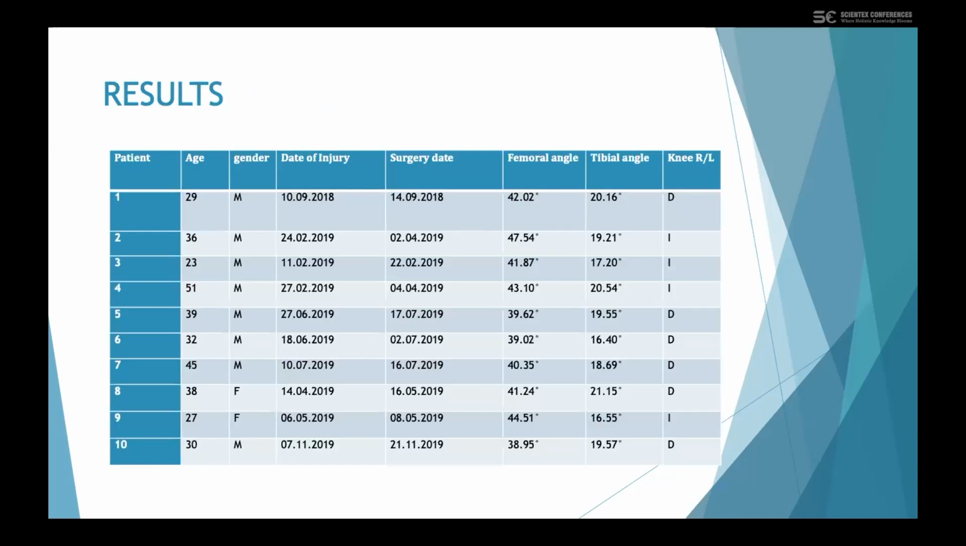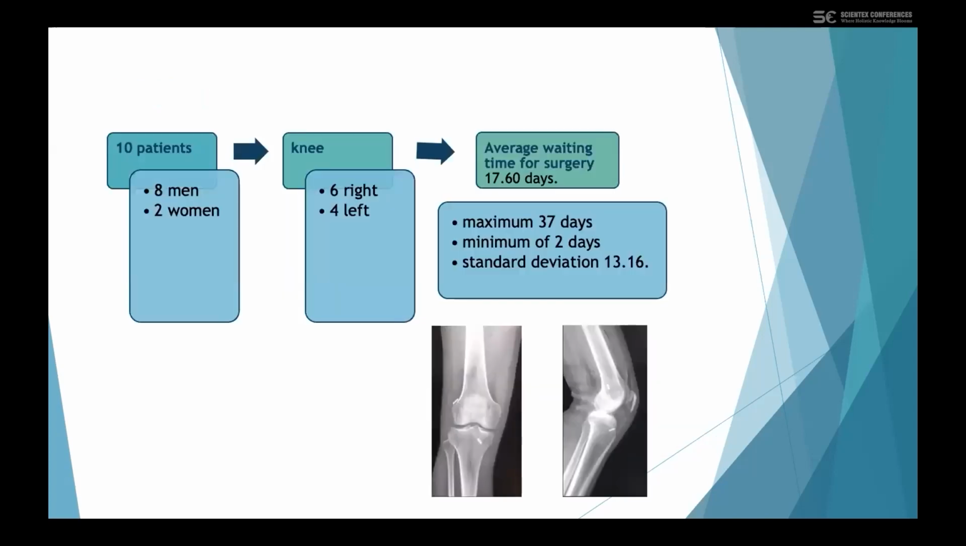and those who abandoned the study. For the results, we have a total of 10 patients, and here is the table of results. I will show you the results in the next slides. We have 10 patients, 8 men and 2 women. We have 6 right knees and 4 left knees.